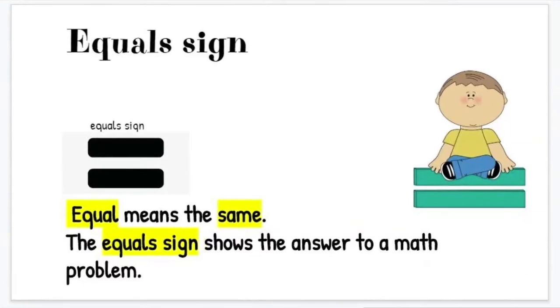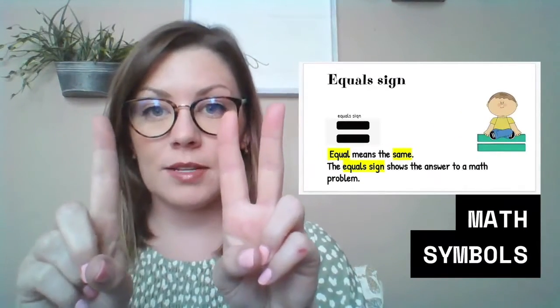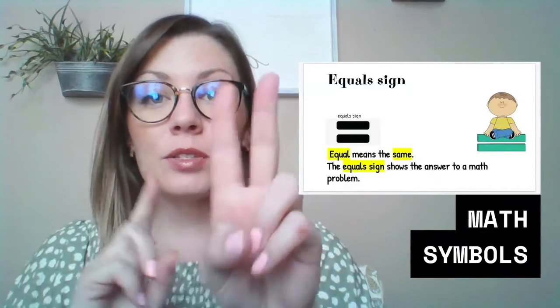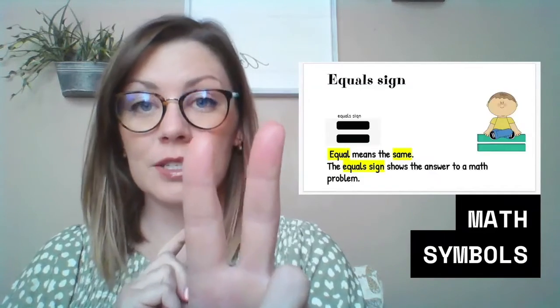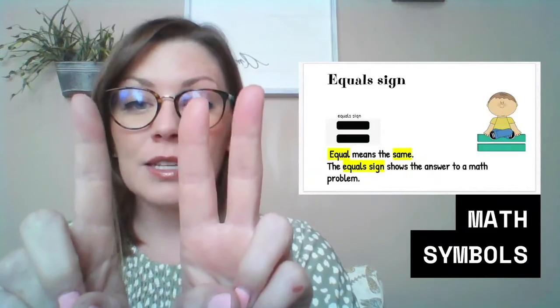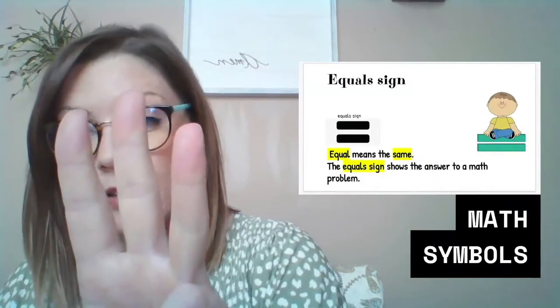Looking at another math symbol, the equal sign. The equal sign shows the answer to a math problem. Equal means the same. So if I am adding 2 and 1 together, 2 plus 1, I would write that as 2, then the addition sign, plus 1. Equals is showing that when I have 2 and 1 added together, they equal the same thing as 3 altogether.